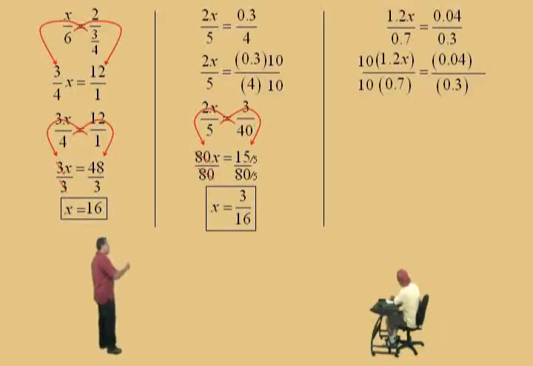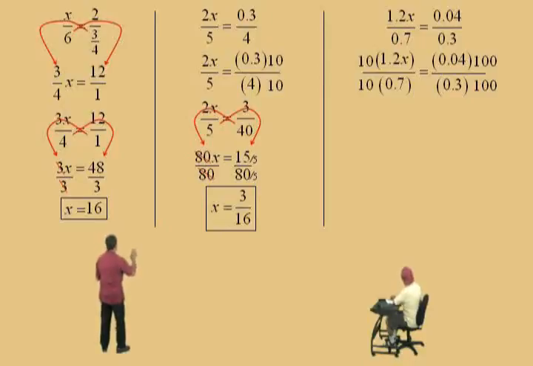Now, on the right-hand side, notice we have 0.04 over 0.3. So what is our LCD, Charlie, with 0.04 over 0.3? 100. It's 100, yes. That's going to clear the decimal out. Remember, you cannot multiply the top by 100 and the bottom by 10. Whatever you do to the top, you got to do the same to the bottom. Okay, now we've taken care of clearing decimals.